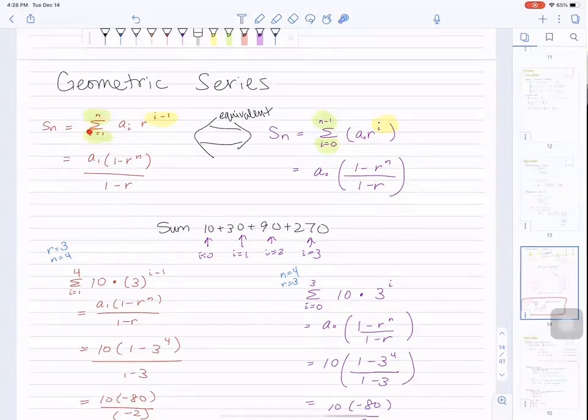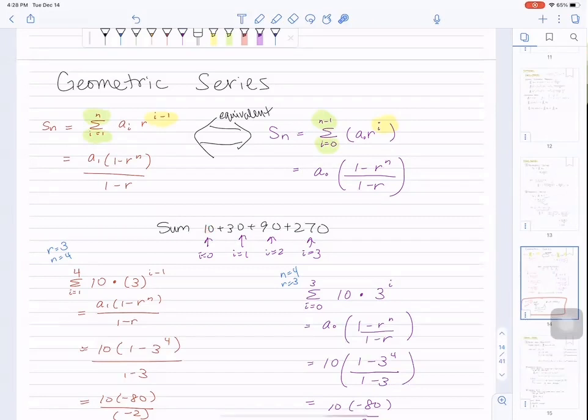So for example, if we were writing from i equals 1 to n of this formula, this red version is exactly equivalent to writing it the purple way, where your i is starting at 0 now, and you're going to n minus 1, with a sub 0 times r. This exponent is now just i, not i minus 1. So they're written differently, but they're giving you the same sum.